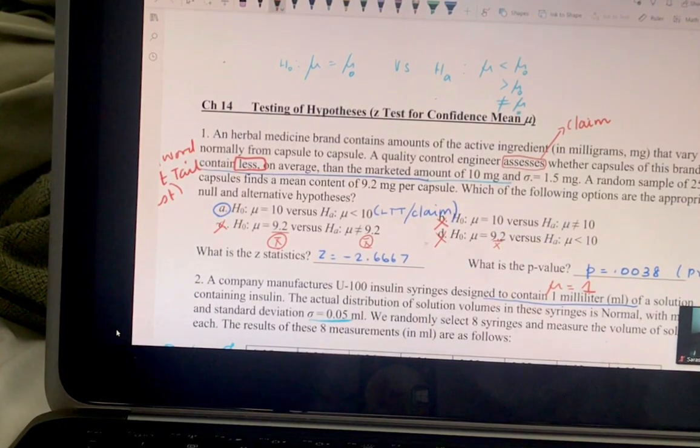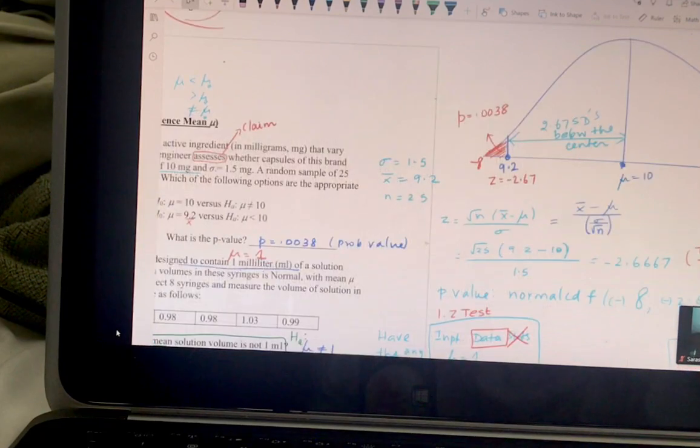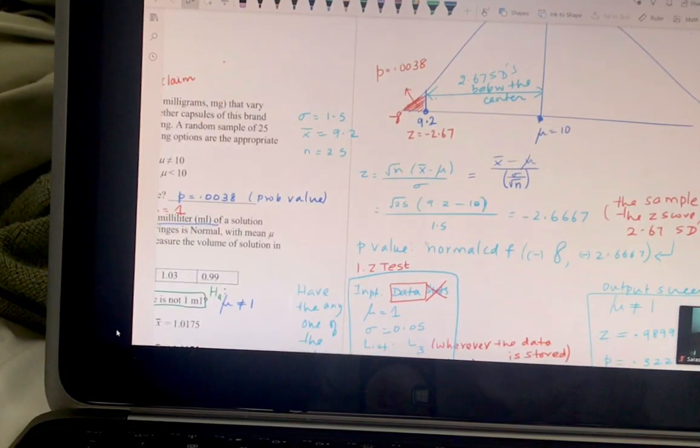All right. Now, what is your Z statistic? That's going to be the next question. As I said, you are going to use the Z-score formula that we used in chapter 13, which is x bar minus mu over sigma over square root of n, or you can rewrite it as square root of n times x bar minus mu over sigma. So you plug it in, and you get your z-score value as negative 2.67.